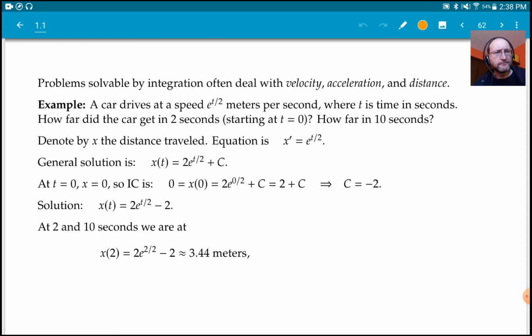So what are we interested in? Where are we in 2 seconds? Where are we in 10 seconds? So at 2 seconds, that's just x of 2, I just plug in. That's approximately 3.44, and everything was in meters. So that's how far we made it. And at 10 seconds, we're actually quite a bit further. We're at 294 meters. So that's a typical example of a differential equation word problem where the independent variable is on the right hand side.